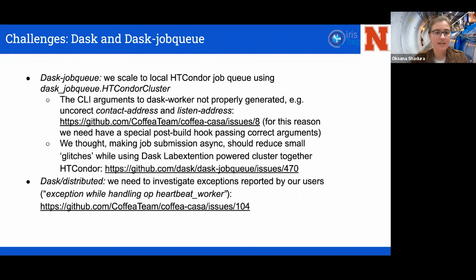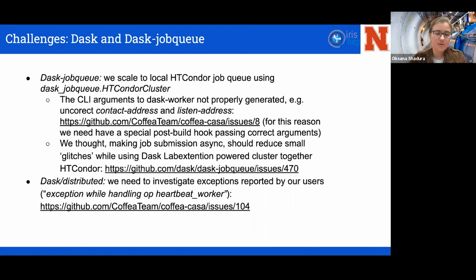So the first thing is that with dask-jobqueue, as you know, we scale to a local HTCondor job queue, but we noticed that the CLI arguments for the Dask worker are probably not properly generated. At least we have an incorrect contact address and listen address. So we have a special post-build hook that allows passing the correct arguments.